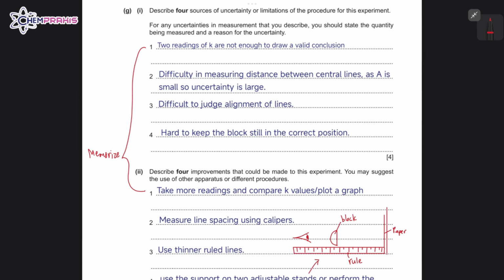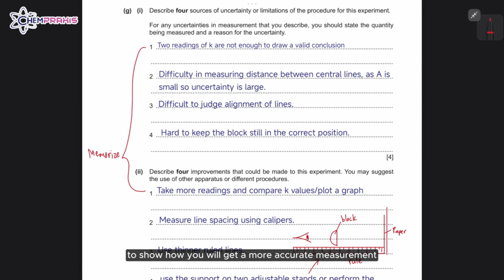For the second uncertainty, you can write, difficult in measuring distance between central lines, as A is small, so uncertainty is large. Always identify what is hard to measure first and include a reason. If not, you will not be awarded with marks. And for the improvement, you can write, measure line spacing using calipers. You can always suggest a formula or directly draw a diagram to show how you will get a more accurate measurement if you do not know how to describe them.